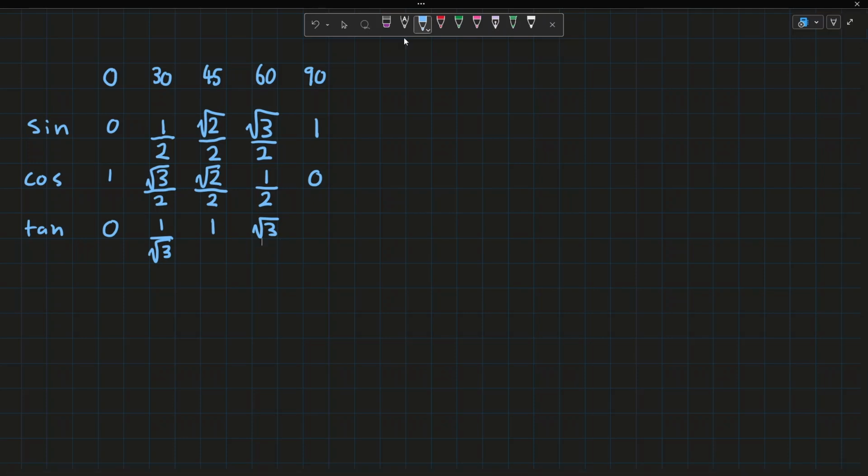And then here we have 1 over 0. Remember, we can't divide by 0 because it doesn't make any sense. So instead of that, we're just going to put a big capital U for undefined.